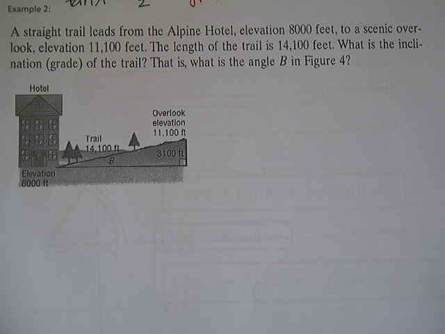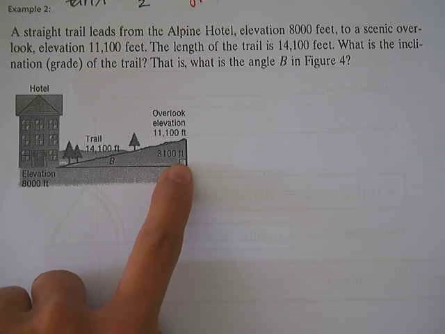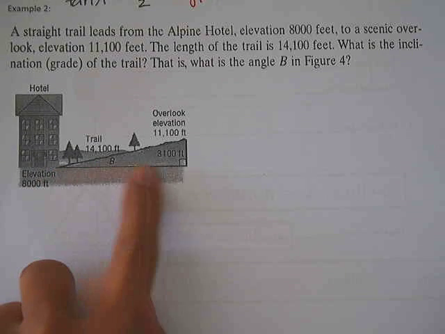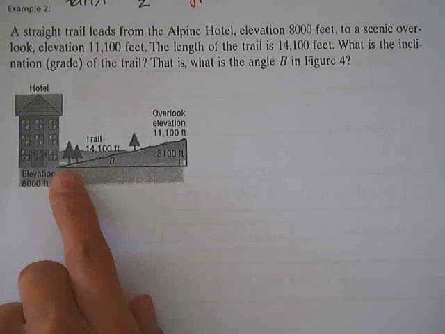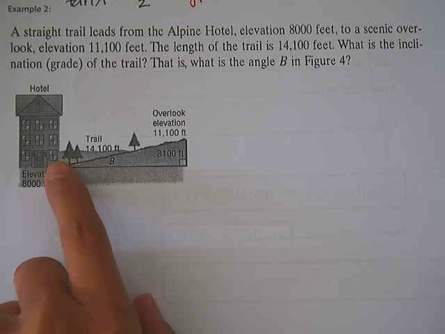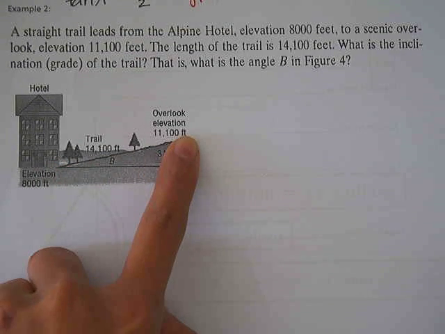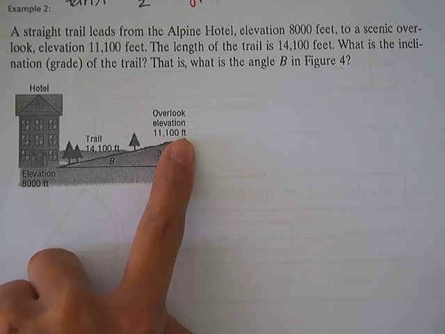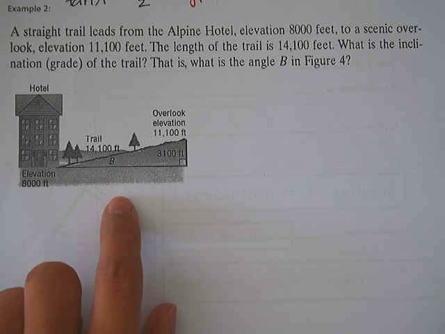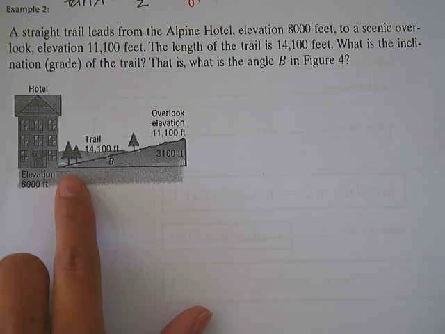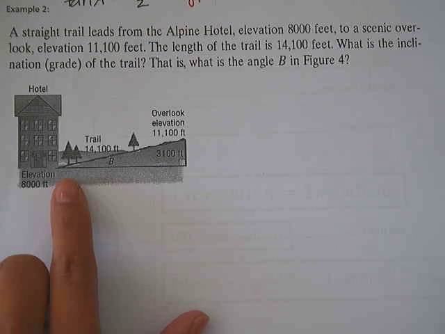The length of the trail, okay, so this length right here, it's 14,100 feet. I'm sorry, I can't really walk underneath the ground. So the length of the trail, my bad, is this incline right here of 14,100 feet. What is the inclination or the grade of the trail? That is, what is the angle B in figure 4?